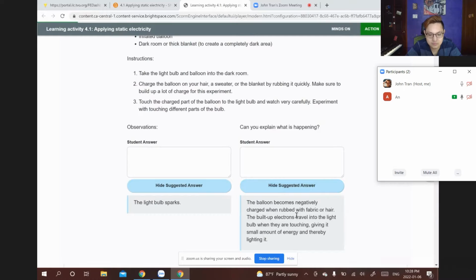The balloon becomes negatively charged when rubbed with fabric or hair. The built-up electrons travel into the light bulb when they are touching, giving it a small amount of energy and thereby lighting it.